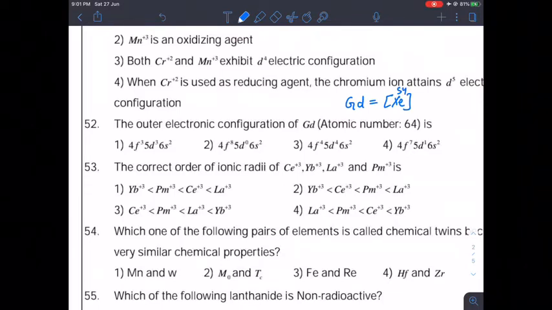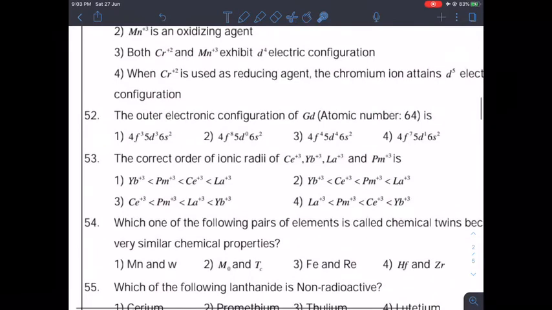So it is filled in such a way that technically it should be first 4f, complete whatever the electrons that are there, 54, then all 10 electrons should be here, and there should be 5d0 and like that. Now guys, let's talk about question number 52.